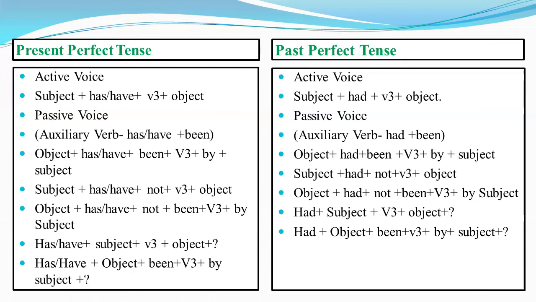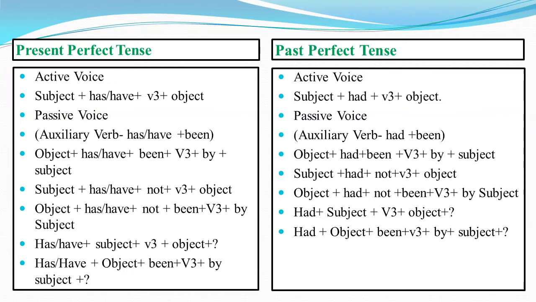Okay, in present perfect tense, in active voice the structure is subject plus has or have, and then third form of verb, and then object. In passive voice we will use auxiliary verb has or have, and been, B-E-E-N, been. And the structure of passive voice is object plus has or have, then been, then third form of verb, and then by, and then subject.